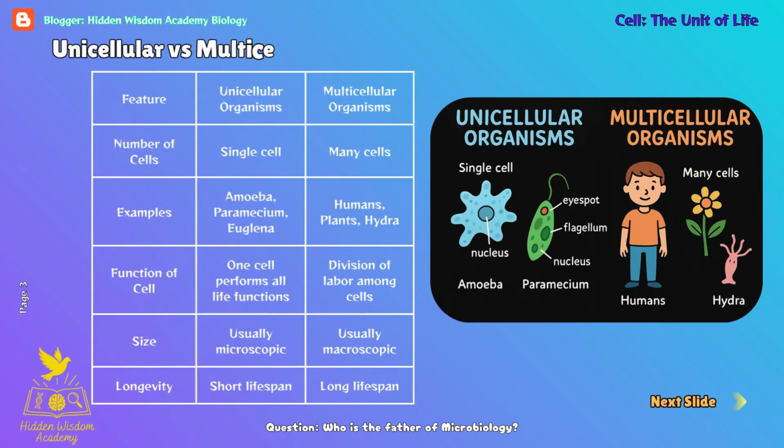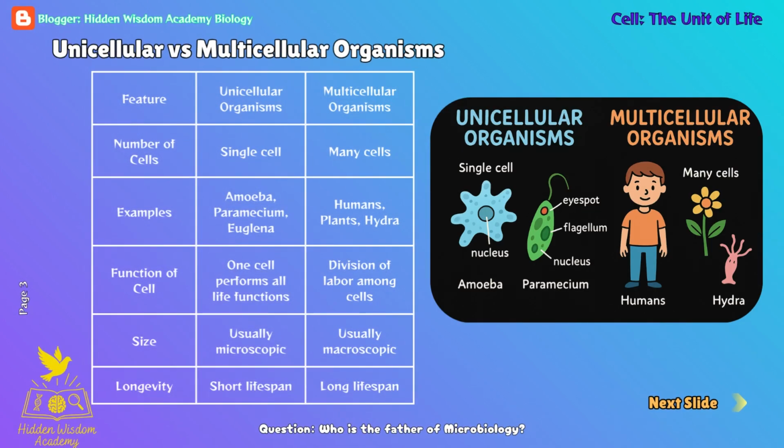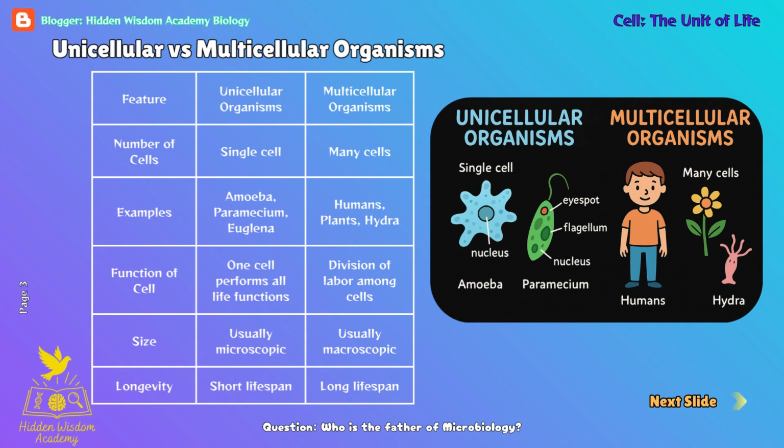All living things are made of cells. Some are unicellular, like amoeba, paramecium, and euglena, just one cell doing all the work such as eating, breathing, and reproducing. Others are multicellular, like humans, plants, and hydra, made of many cells, each with a special job. This division of work helps multicellular organisms grow bigger, live longer, and function more efficiently.